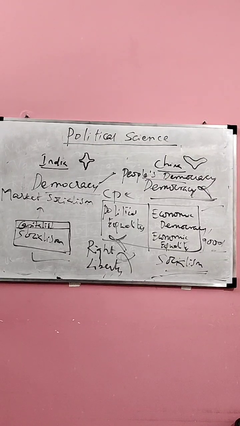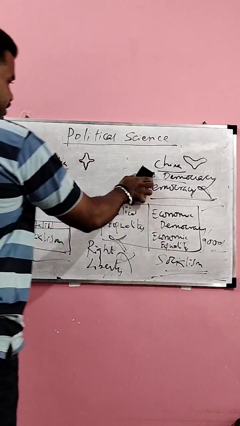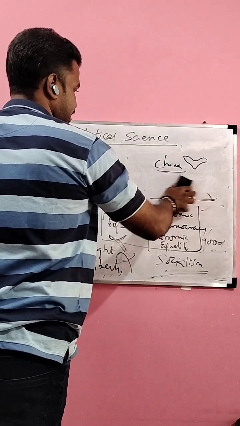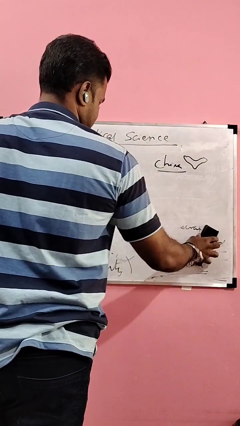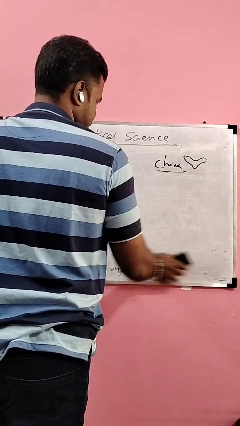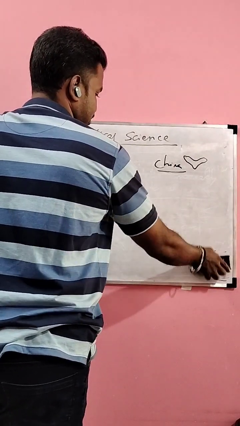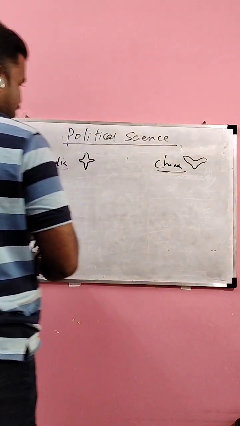So this is comparison between India and China based on the philosophy as well as the system called democracy. We can even compare India and China with respect to the philosophy and system federalism. So now let's take federalism as a variable for comparison.